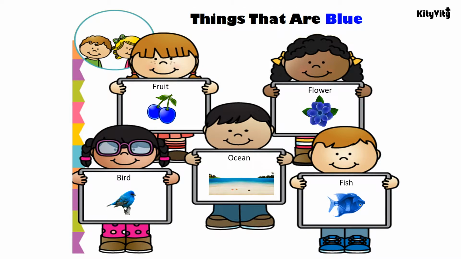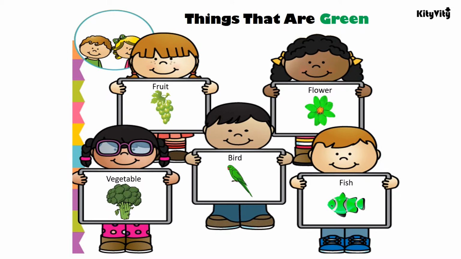Things that are blue. Blue fruit. Blue flower. Blue bird. Blue ocean. Blue fish. Things that are green. Green fruit. Green flower. Green vegetable. Green bird. Green fish.